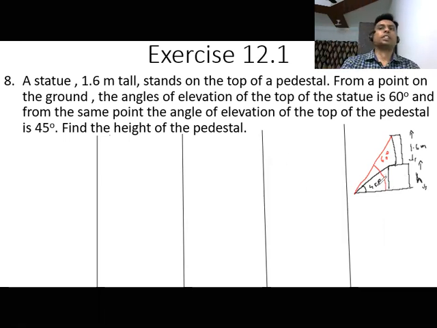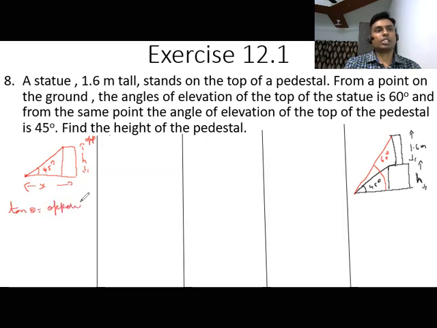So we will take this 45-degree angle first, which means I have only the pedestal. Height of the pedestal is h. Angle formed is 45 degrees. This is the distance from the point to the pedestal. We'll call the distance x. So this is the opposite and this is the base. Which trigonometric ratio relates opposite and base? You know the answer. It is tan. Tan theta is opposite by adjacent or opposite by base.